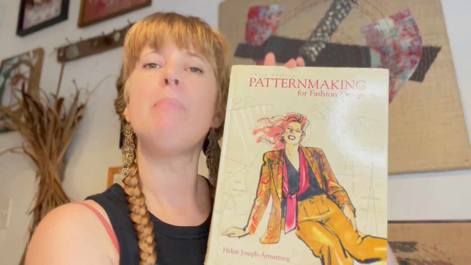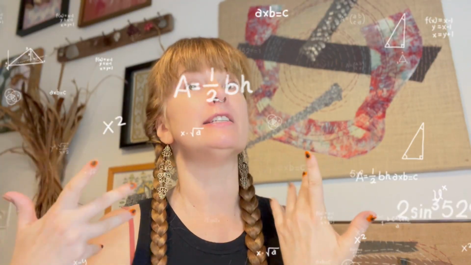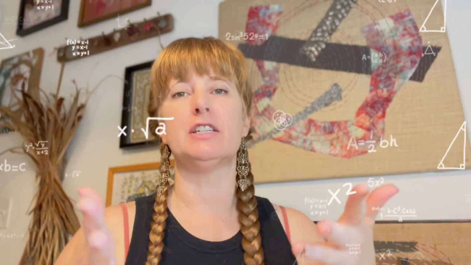This book, Pattern Making for Fashion Design by Helen Joseph Armstrong, is kind of like the industry standard for pattern making. It's the standard fashion school textbook, and it's what I learned pattern making from. I have the 3rd edition, and it's up to the 5th edition now. If you really want to get into pattern making, I highly recommend this book. It teaches you how to make basic blocks from scratch using geometry and other kinds of math. And everyone in fashion school learns how to make the basic slopers or blocks.